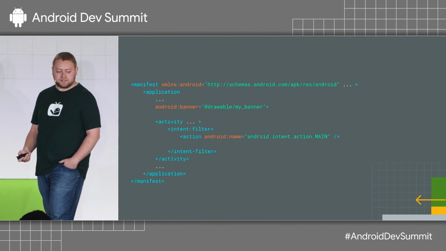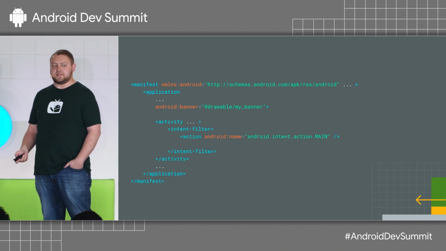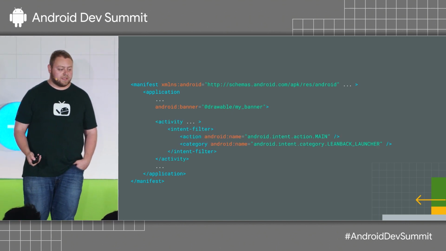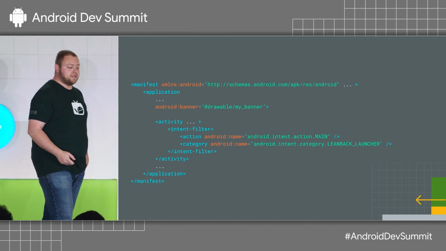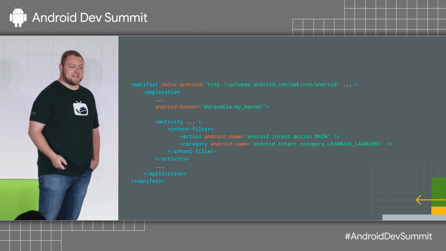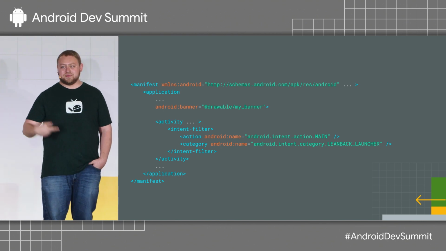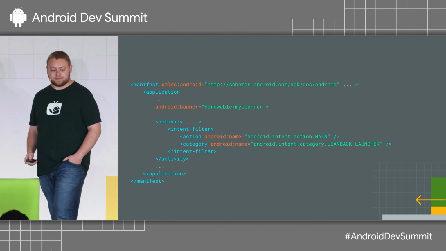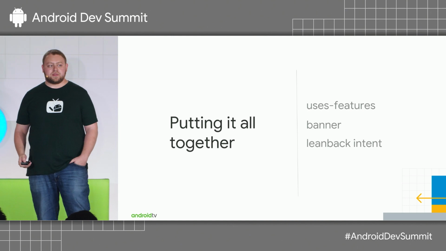So the launcher fires an intent, and you need to have an activity that accepts this intent. It's called the leanback launcher intent, really cleverly named, does exactly that. So from the launcher, it will trigger off your leanback experience. So there's 3 things you need to have.